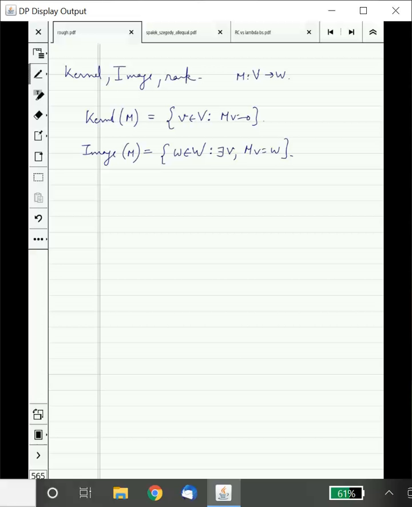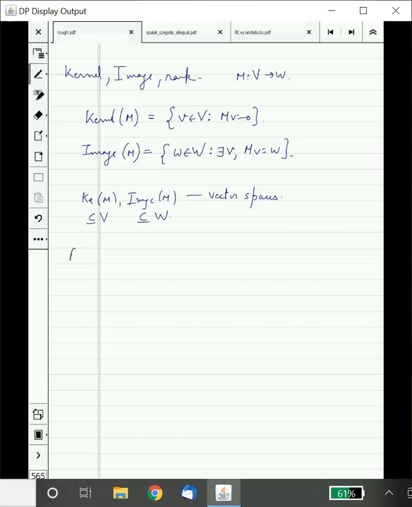So kernel tells me all the vectors in the domain which go to 0. Image tells me the set of all vectors in the range which have a pre-image. There should always exist a V such that MV equal to W. That's the image. It turns out both kernel as well as image are vector spaces in themselves. They are subspaces of V and W respectively. We will notice that kernel is a subspace of V, image is a subspace of W.